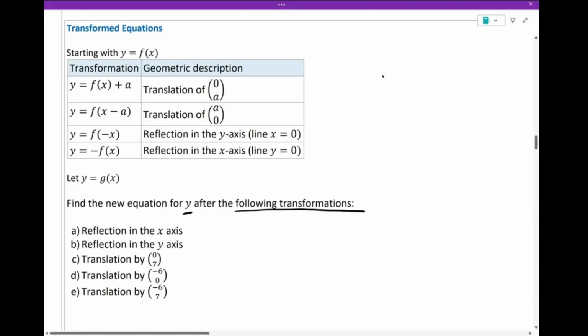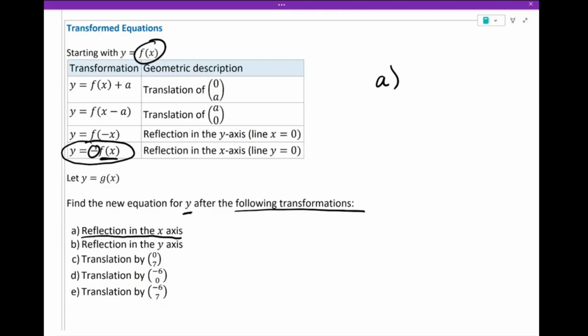Let's start with part A, which is a reflection in the x-axis. Let's look at our table of transformations. Which one's for a reflection in the x-axis? Well, it's the bottom one, so we're considering this equation here. Essentially, to get from your initial function f of x to the one with a reflection in the x-axis, you have to multiply the function by -1. So I need to go to my g of x and multiply by -1. I would get y equals negative g of x, and that would be my final answer.